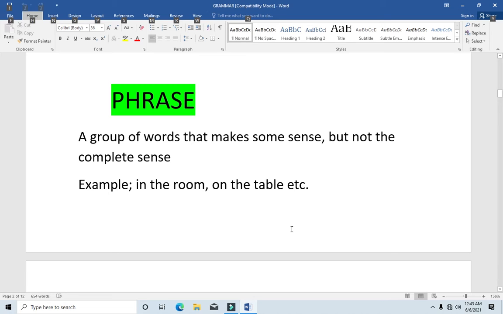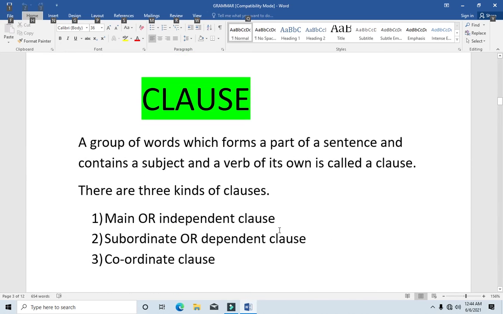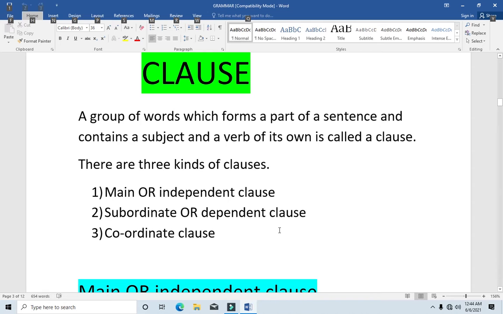Now the other topic is phrase. Definition: a group of words that makes some sense but not the complete sense. For example, in the room, on the table. If you see these examples, they make some sense but not the complete sense. For example, in the room, what is in the room? What happened in the room? So these are the examples of phrase.